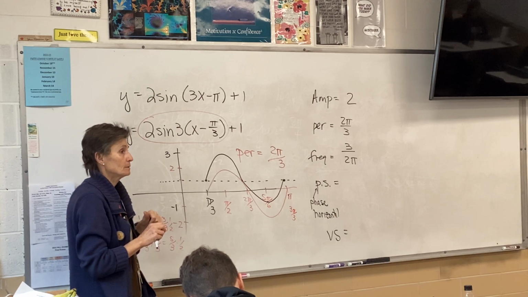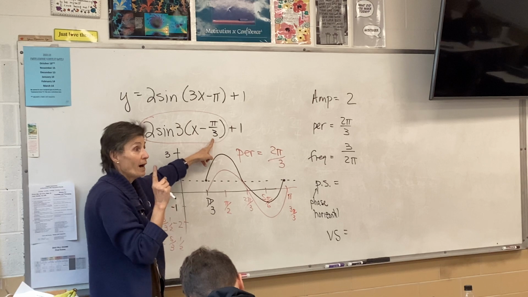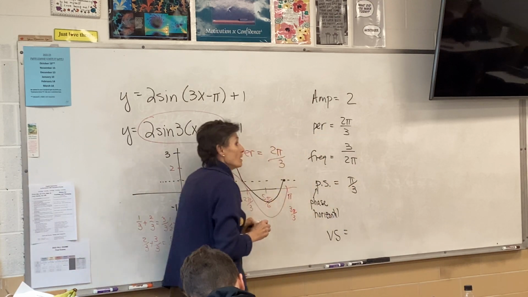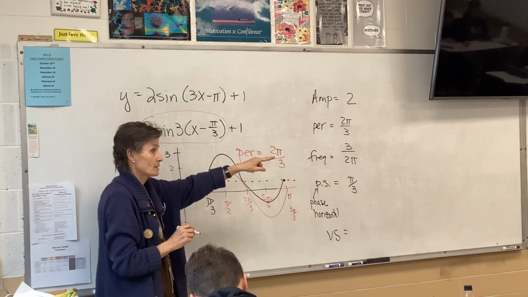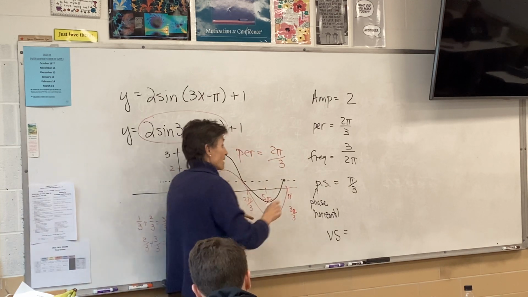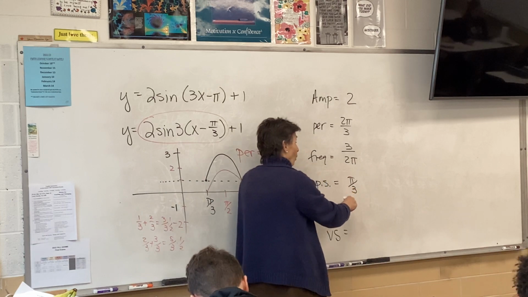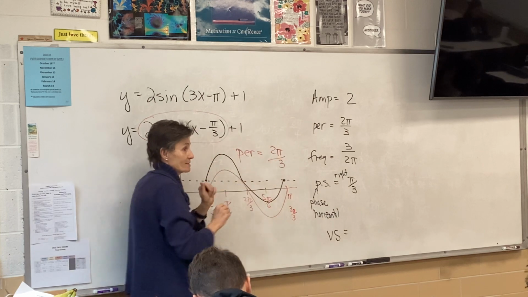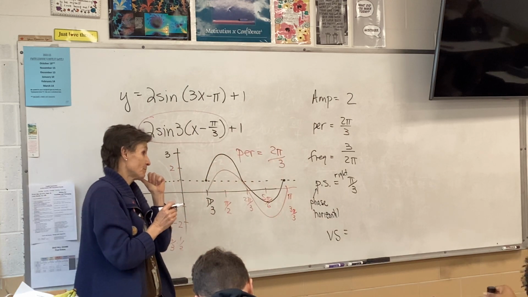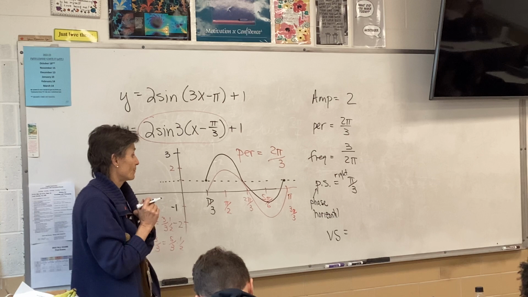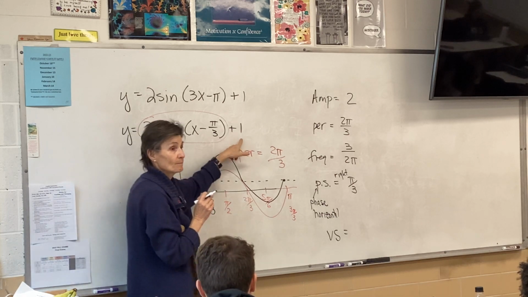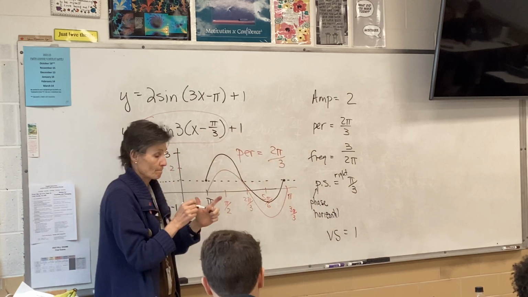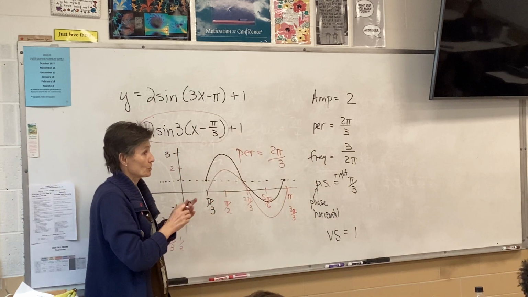Phase shift, positive pi over 3. Didn't we move our picture pi over 3 to the right? So you can either say positive pi over 3, or you can use the word right, if that's easier for you. Right means positive. Left would mean negative. And what's my vertical shift? You can either say 1 or up 1. That's your vertical shift.